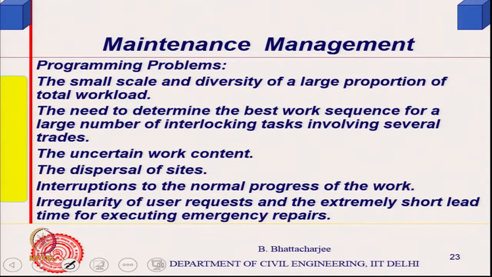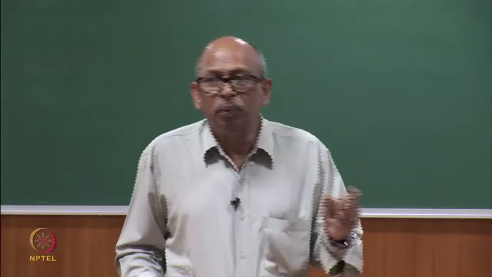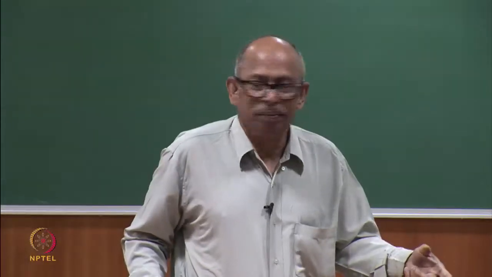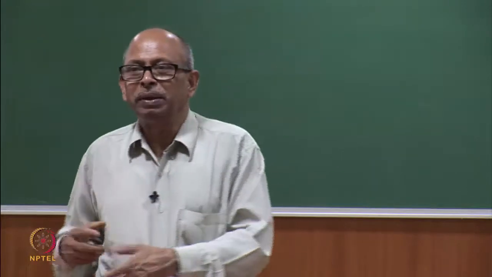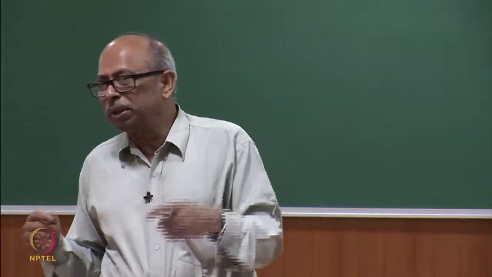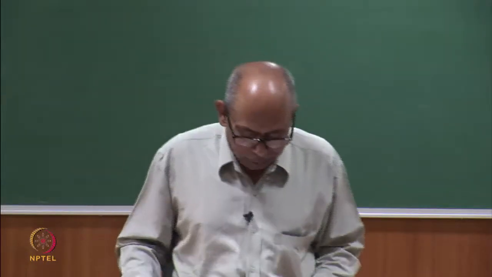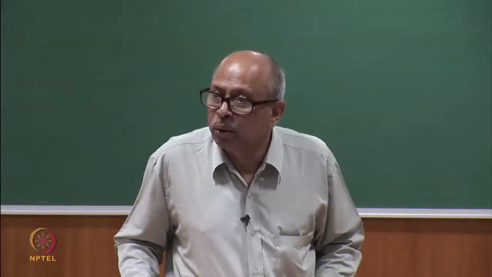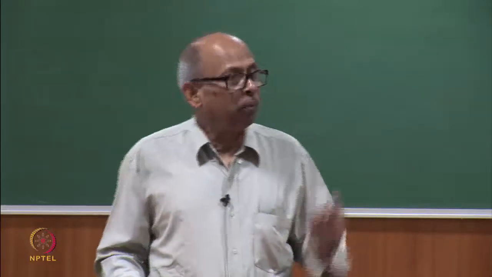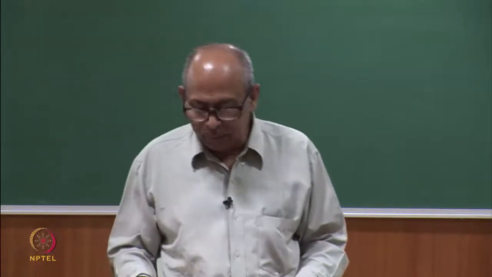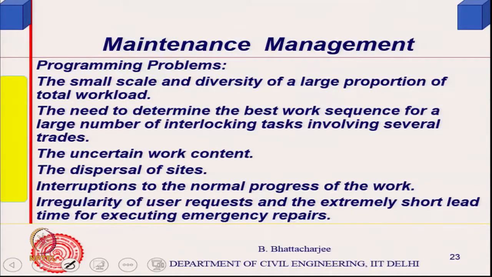So, therefore, you have to decide the best work sequence, otherwise your mason will just remain idling. The mason will be idling once the carpenter has finished the work. So, if you can do some work sequence with several such works grouped together, that would be best. Then uncertain work content, that is also there sometimes. Dispersal of sites, from one site here, next day another site. For example, if you have a maintenance depot, it possibly starts from the depot, goes there, does the repair, comes back again, then there is another site, goes there. So, dispersal of sites, if it is there, is another problem, and sometimes the user might not allow you to do the work.